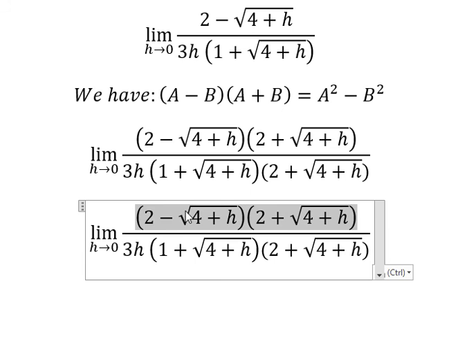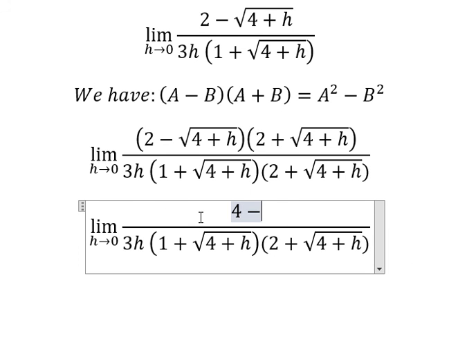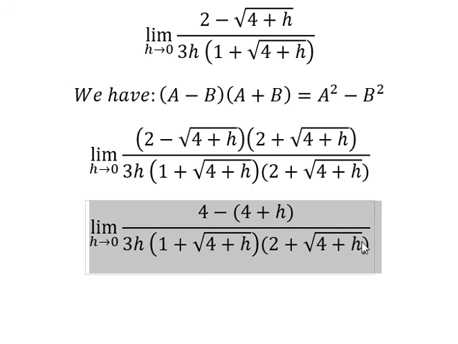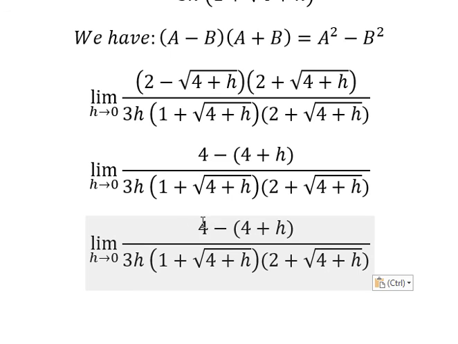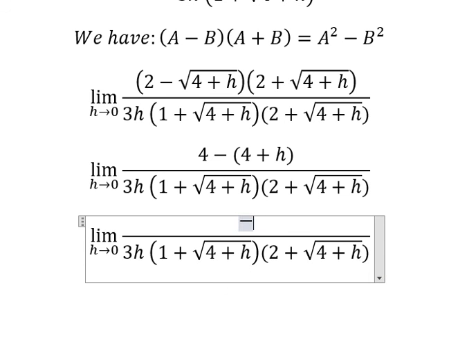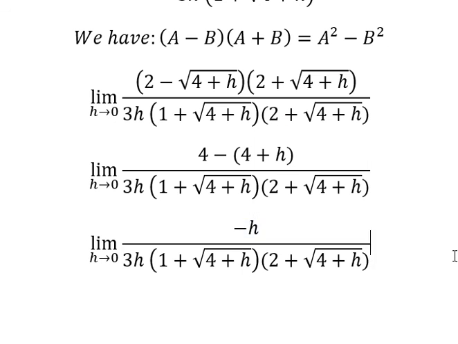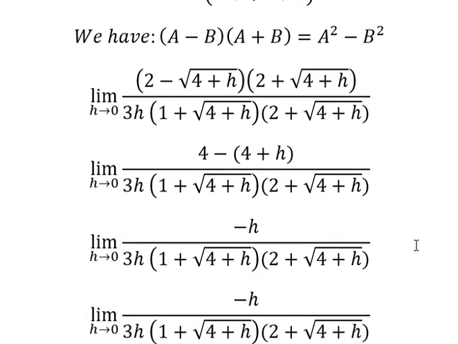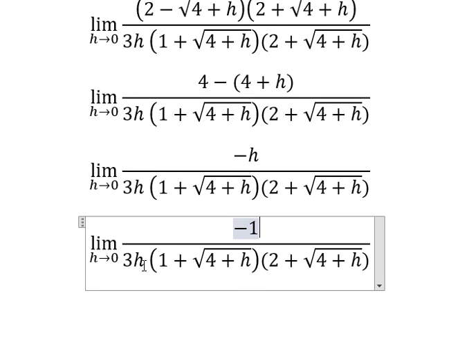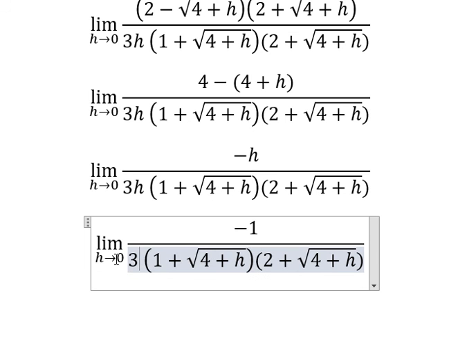So for this one, we have 4 minus 4 plus h. So 4 minus 4, we cancel, negative with h. We have negative h. H and h we simplify. Now we can put number 0 for h here and here.